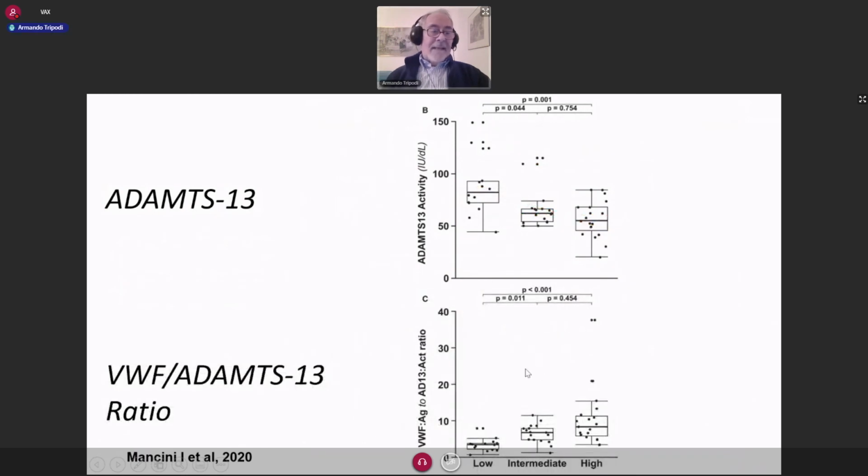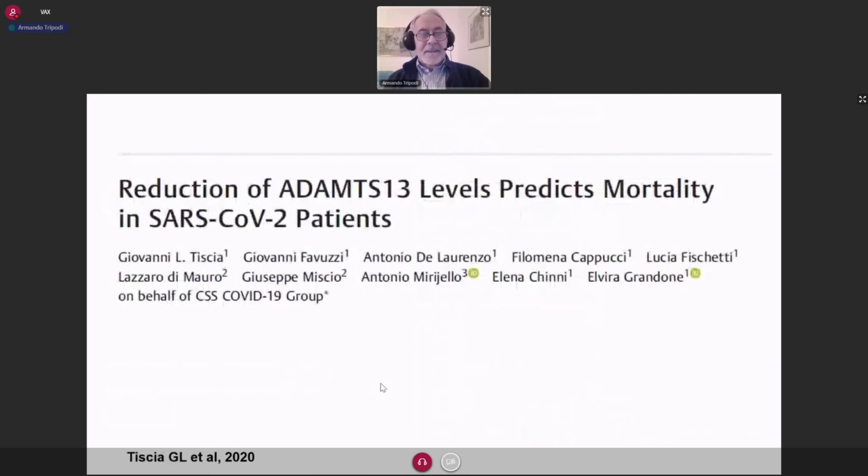What about the ratio between von Willebrand factor antigen and ADAMTS-13? As you can see here, this ratio was higher than the expected unity in all the patients, and there was a very good correlation between the three groups in increasing levels of this ratio, which amounted to 3.4, 6.8, and 8.3 respectively in the three groups of patients.